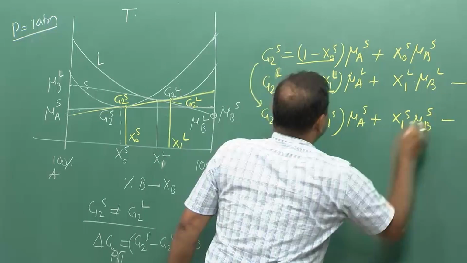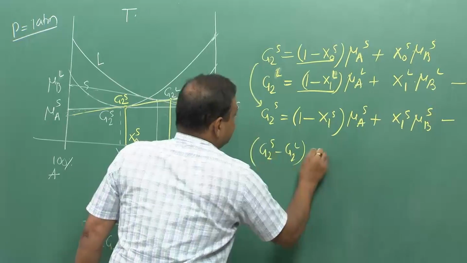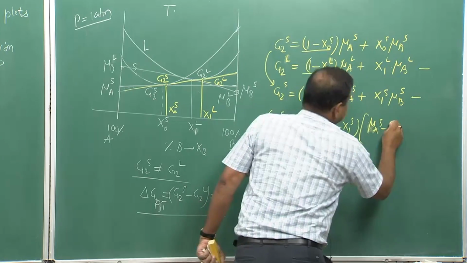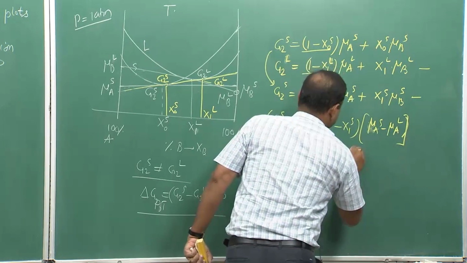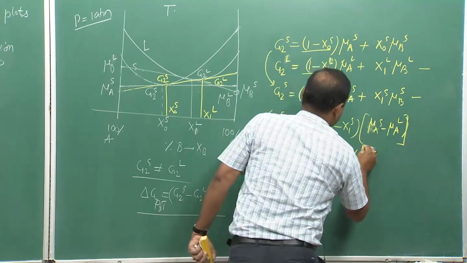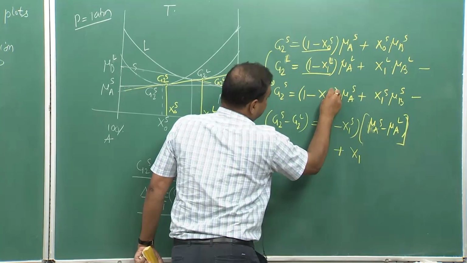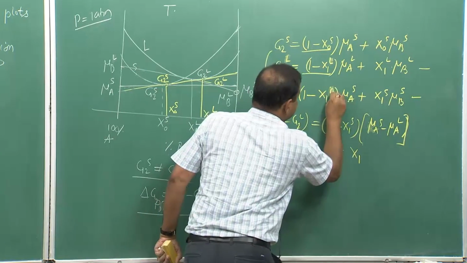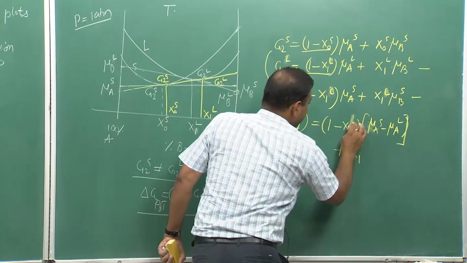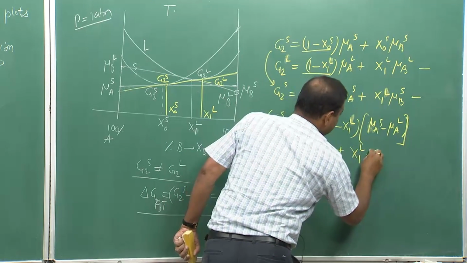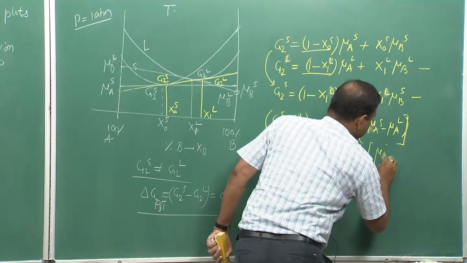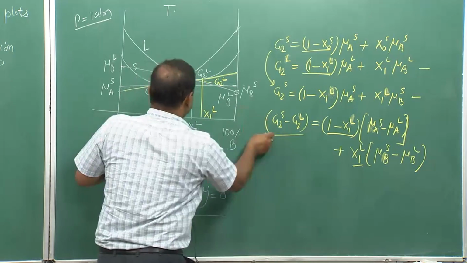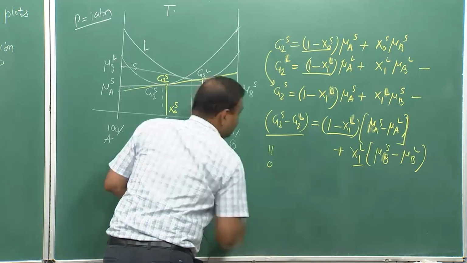So, from this, now you see, G2S minus G2L would be equal to 1 minus X1S times mu A S minus mu A liquid, plus X1 times mu B S minus mu B liquid. This composition is initially solid, but I can also take it as liquid because it is the same composition, so I can convert it to liquid. Similarly, I can convert this one to liquid. These 2 terms have the same values and are giving the same line, so this value becomes 0.